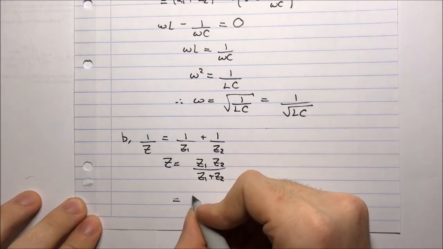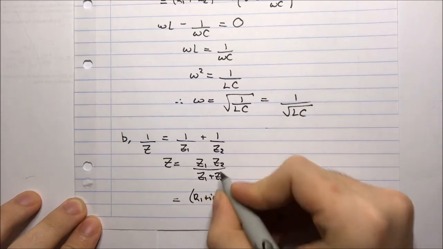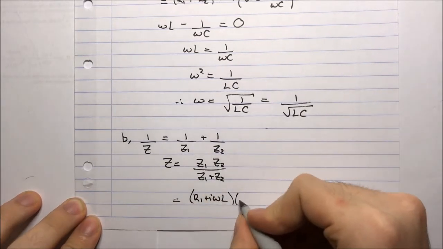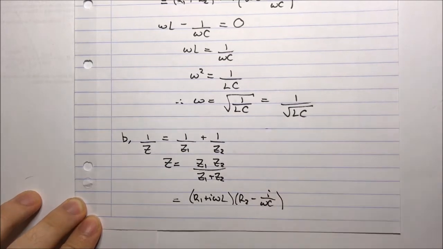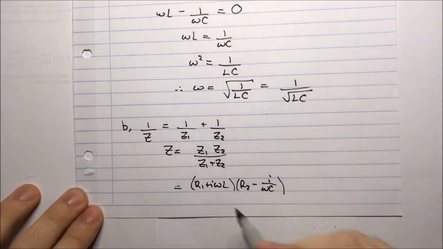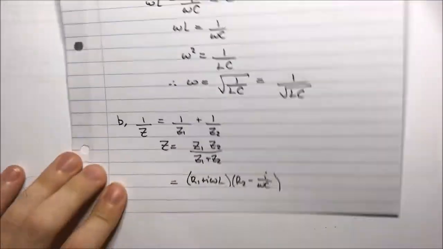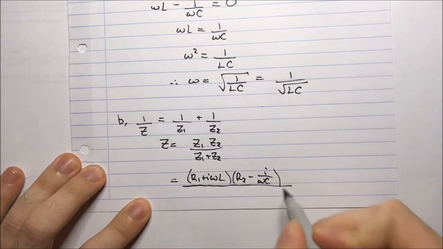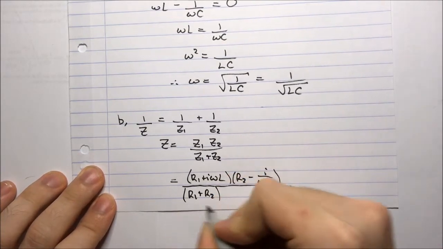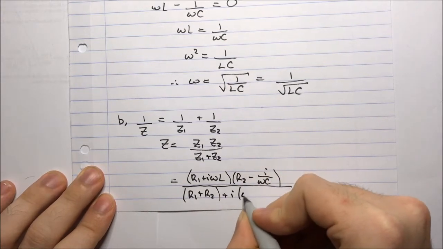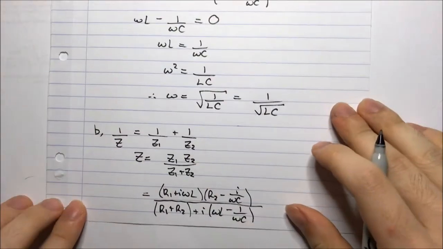Z1 is R1 plus I omega L. Z2 is R2 minus I over omega C. And adding the two together, well, really we've already done that right here. This is what we're going to get. So divided by R1 plus R2 plus I omega L minus 1 on omega C. And let's get some more paper.